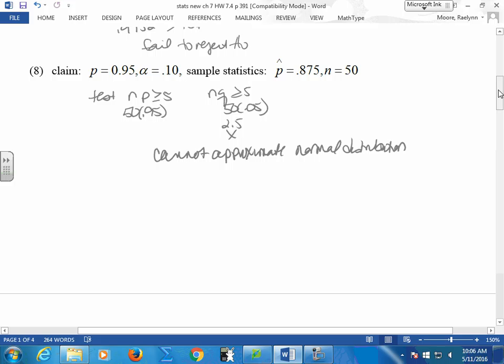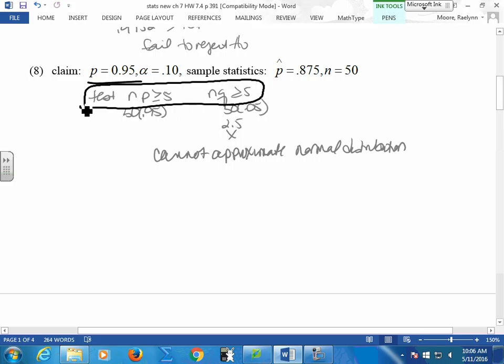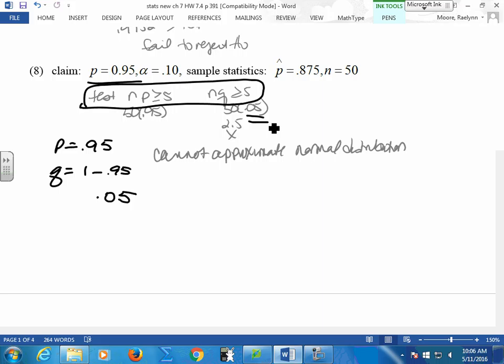Number 8, we had a test first. So, when we do n times p and n times q, p is 0.95, q is 1 minus 0.95, which gives us 0.05, not 0.5. When I test 0.05, it fails the test. So there's nothing we can do with the 8. We just say, cannot use this, it does not approximate a normal distribution.